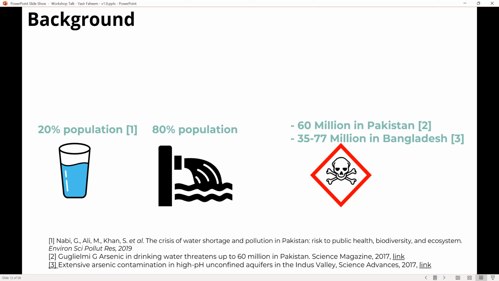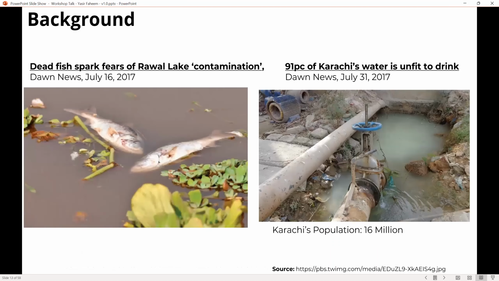Same is the case with our partner country, Bangladesh. 35 to 77 million people are at the risk of arsenic poisoning over there as well. So why is an AIoT-enabled monitoring system required? This is a picture of Rawal Lake that was published in a newspaper back in 2017. I live not very far from this lake. It is a beautiful and big lake just at one corner of Islamabad.